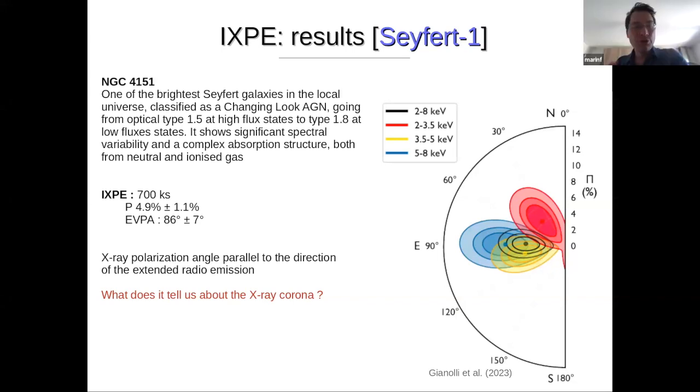Let me precise a few things here. You're right. In many things, it's a complicated source with many absorbers in the soft band, a complex absorption, a multiple absorber. That's a mess, I fully agree. So what I'm saying is that, however, what is for sure is that we are not scattering onto the wind or onto an extended region. Otherwise, the polarization angle would be different.